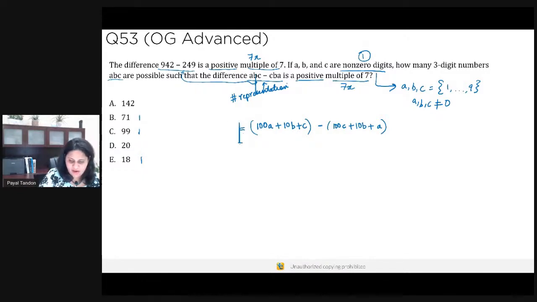Okay, good. All right, now let's try to simplify it. This is my representation, ABC minus CBA. Now let's simplify this. 100A minus A, that's 99A. 10B minus 10B gets cancelled out, right? C minus 100C is minus 99C.